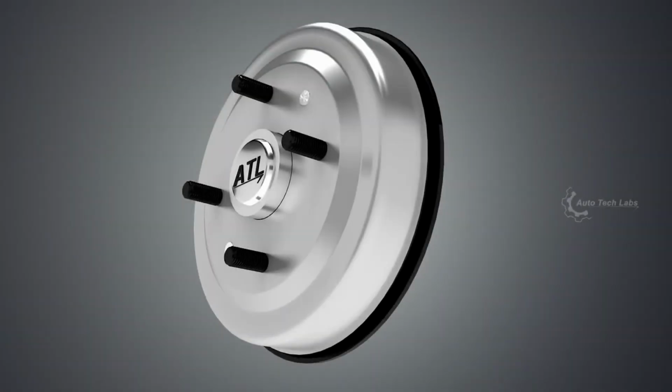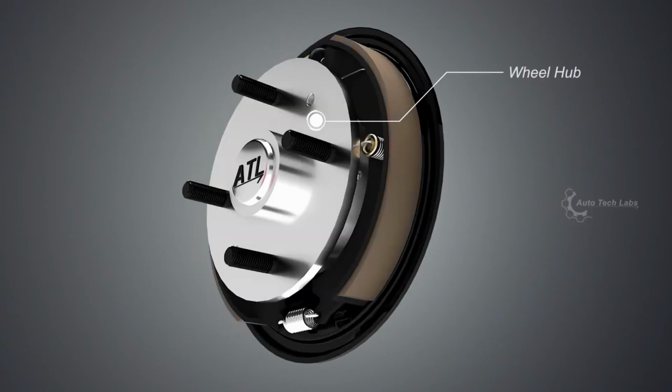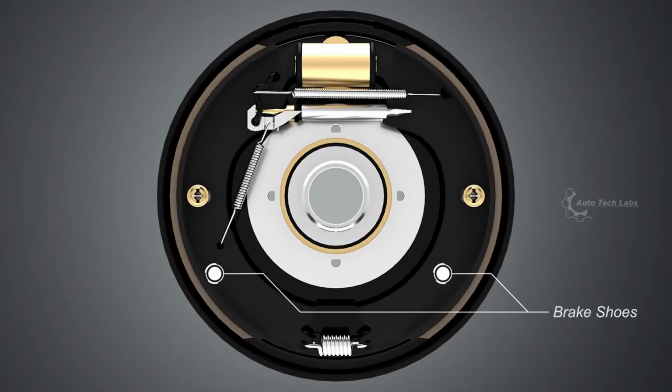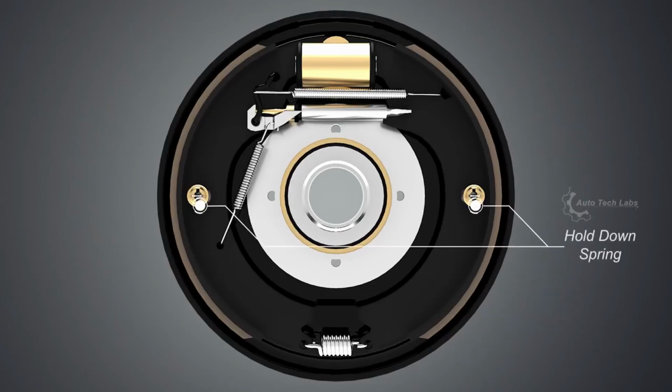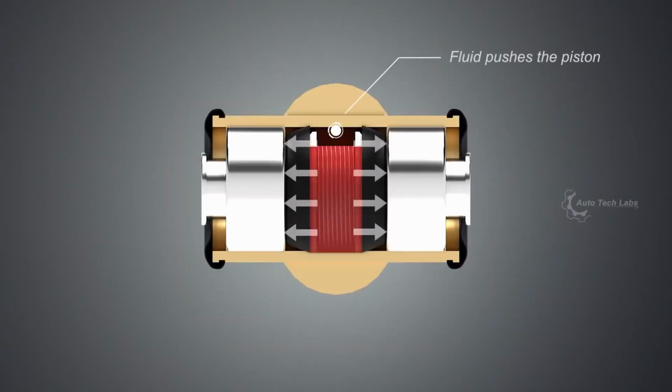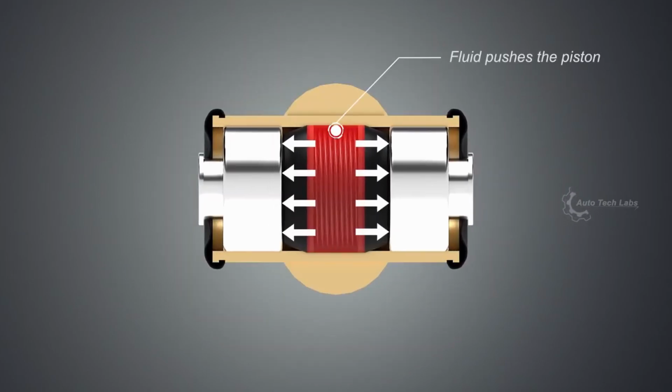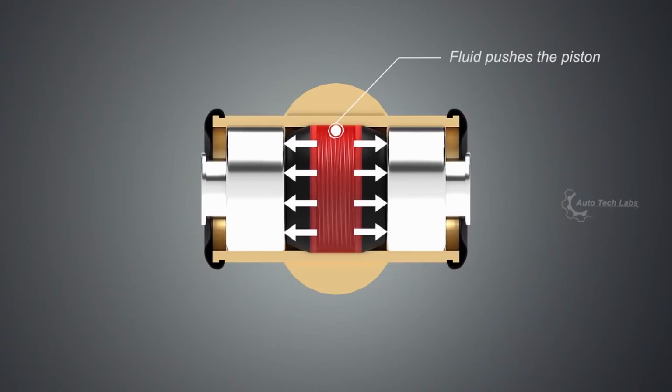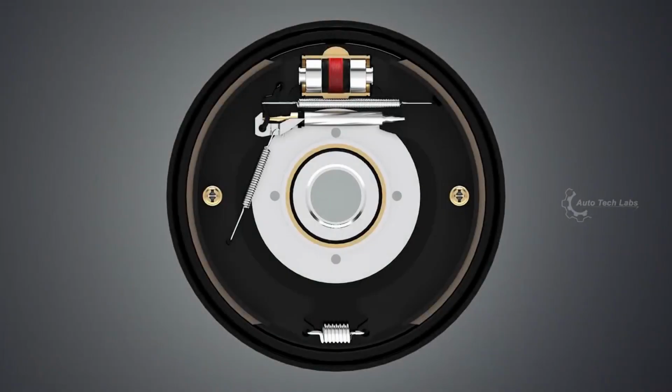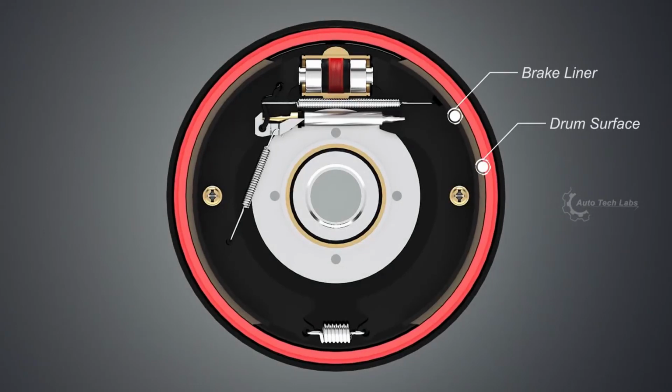Now about the drum brakes on the rear wheels. It consists of a brake drum, wheel hub, back plate, brake shoes, brake lining, hold down spring, upper and lower retaining springs, and wheel cylinder. Now, the wheel cylinder receives the force that we apply on the brake pedal. The hydraulic fluid pushes the wheel cylinder pistons, which pushes the brake shoes. This action creates friction between the brake lining and the inner surface of the drum and brings the car to rest. This is how the drum brake works.